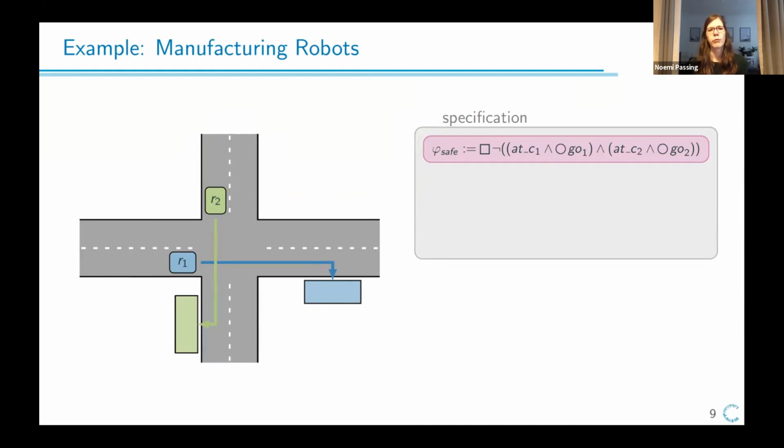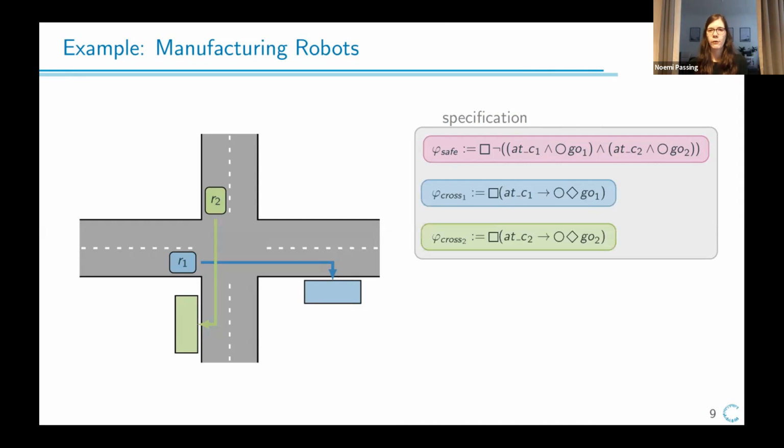Well, to prevent that our robots just stay there at the crossing and don't do anything anymore to prevent a crash, we also add that our robots need to cross the crossing eventually after arriving there. Well, and due to some safety regulations in our factory, the robots have to emit a warning signal in every step just to avoid accidents between humans and robots.